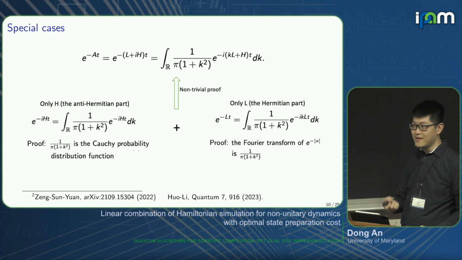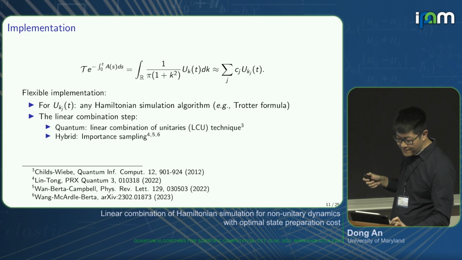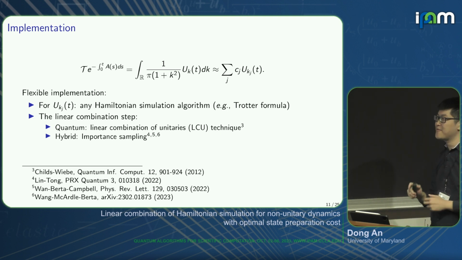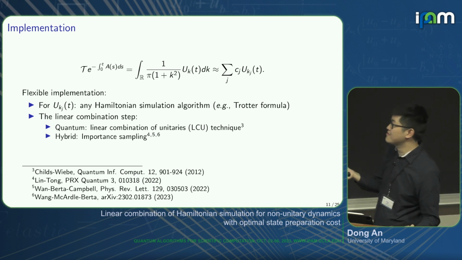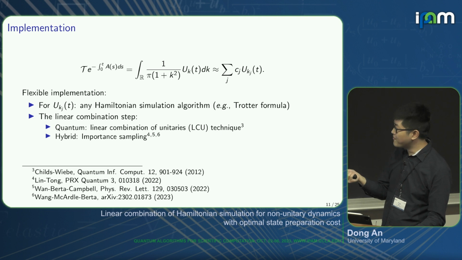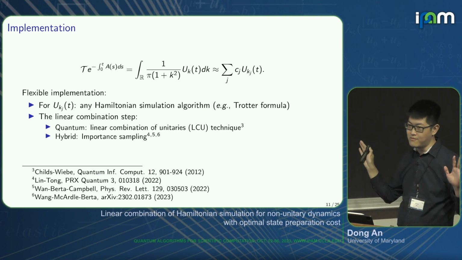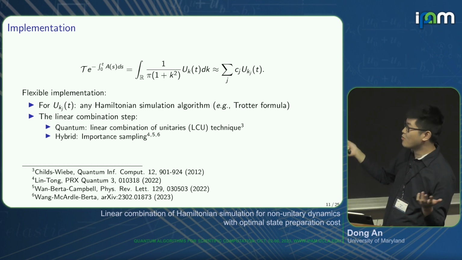Great. So for the algorithm, if we want to implement this, we have to make this a finite sum. An infinite sum, we don't really know how to deal with. The idea is that we will first do some numerical quadrature. Basically, you can do whatever quadrature you want, so it is quite flexible.